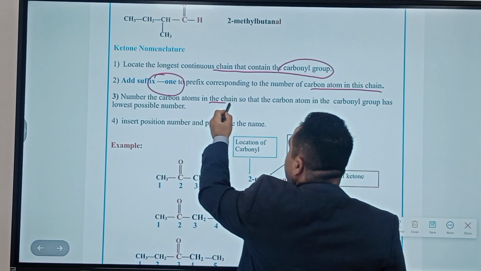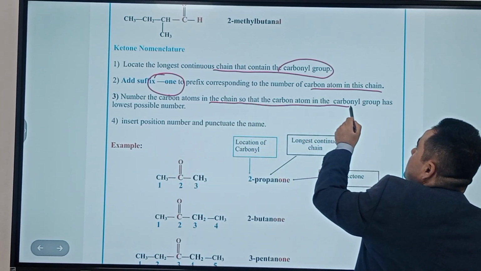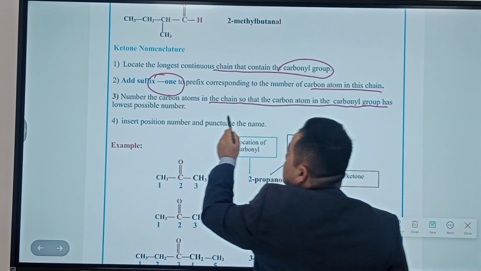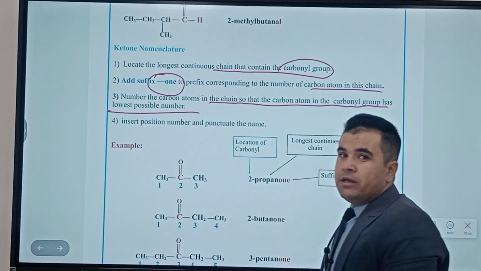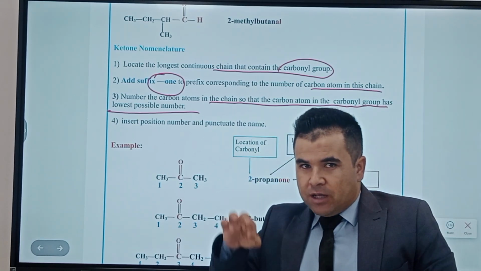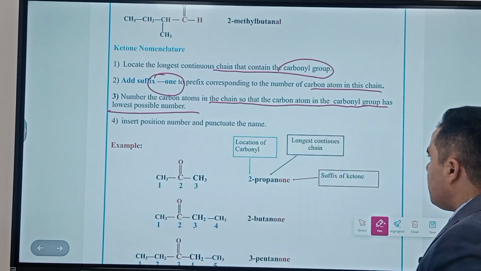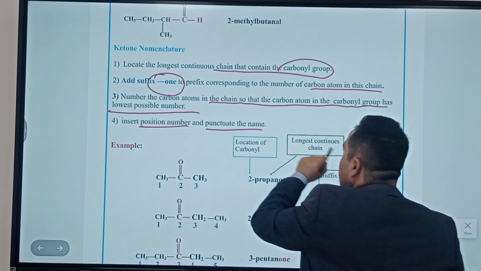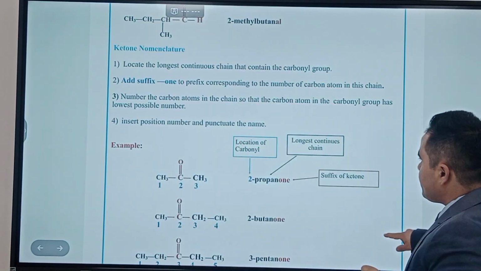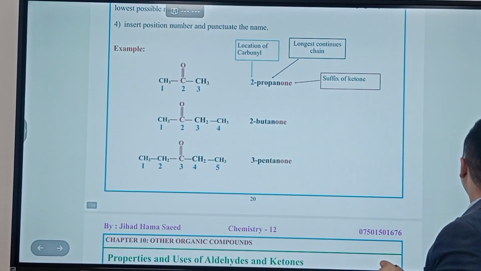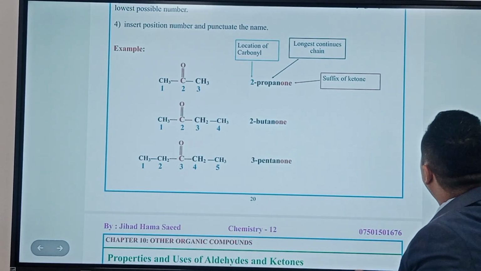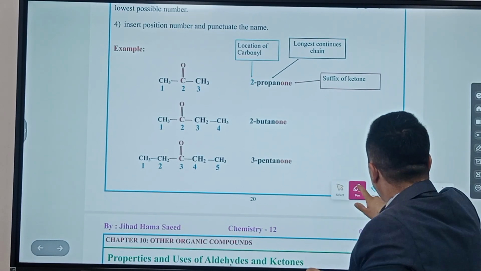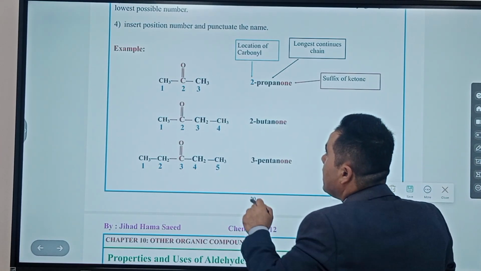Number the carbon atoms in the chain so that the carbon atom in the carbonyl group has the lowest possible number. Insert the position number and punctuate the name. Let us name these structures and solve some of the examples, guys.